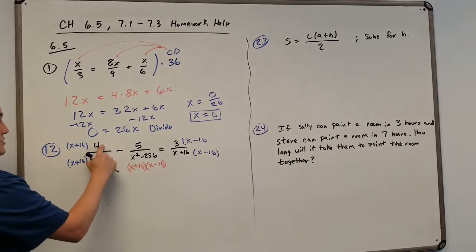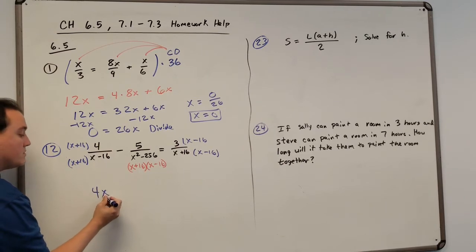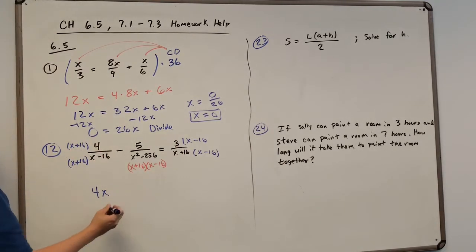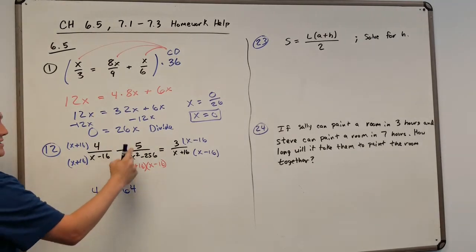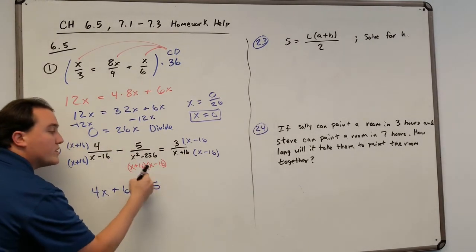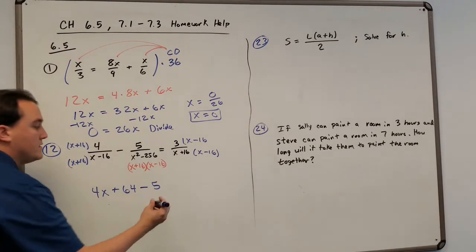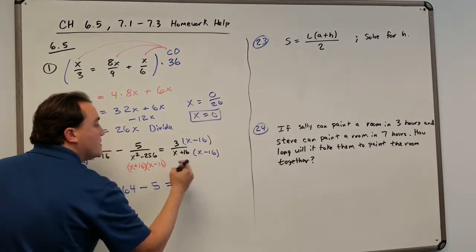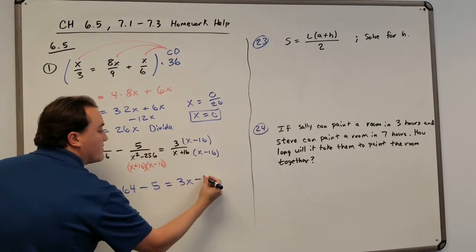So we have, just distribute this. We have 4 times x. 4 times 16 is 64. Minus 5. Notice we didn't have to multiply that one by anything. Well, it's because it was already the common denominator. It already had it. Equals 3 times x. And 3 times 16 is negative 48.